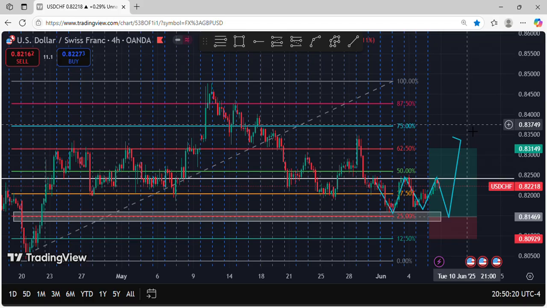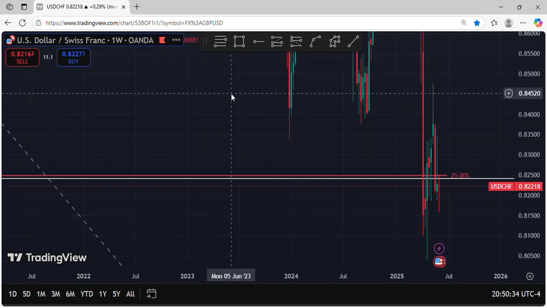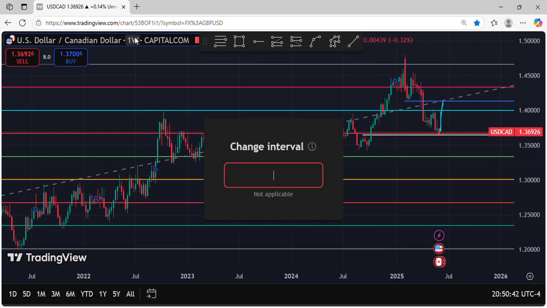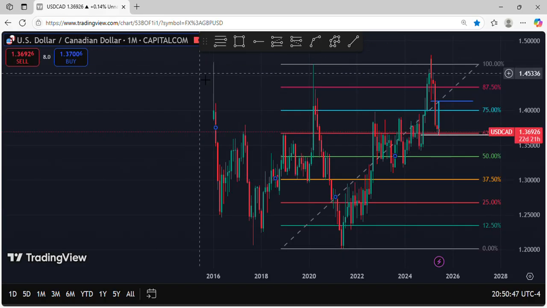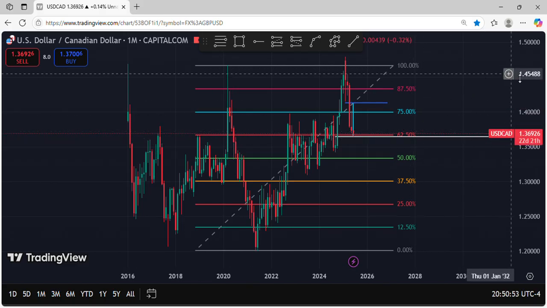Okay, so now that's it for the US dollar, Swiss franc, USD CHF. Let me go change the time frame before I move on to the next pair. Okay, and then here we are on USD CAD. So now on USD CAD, this is what we have.